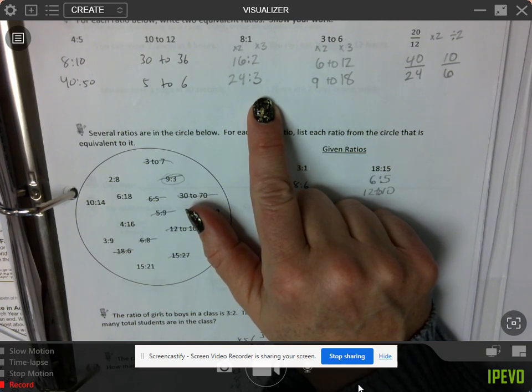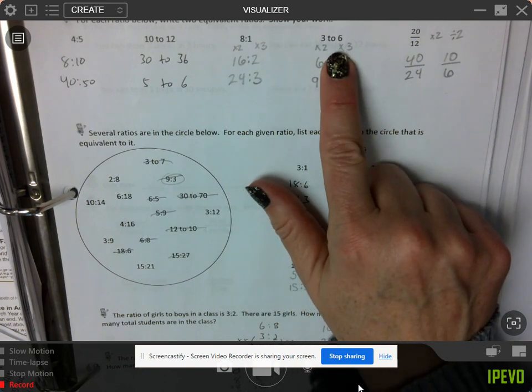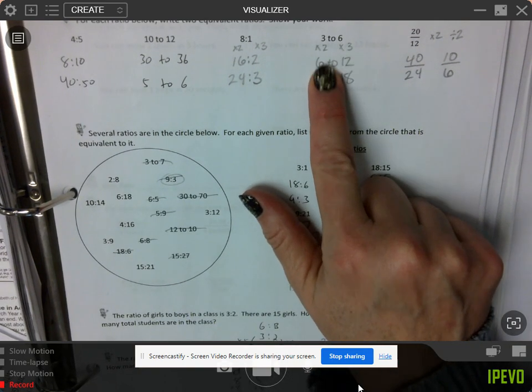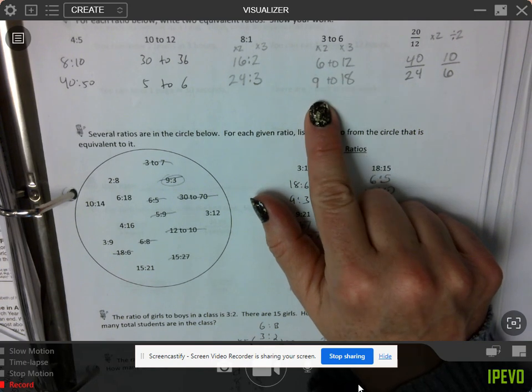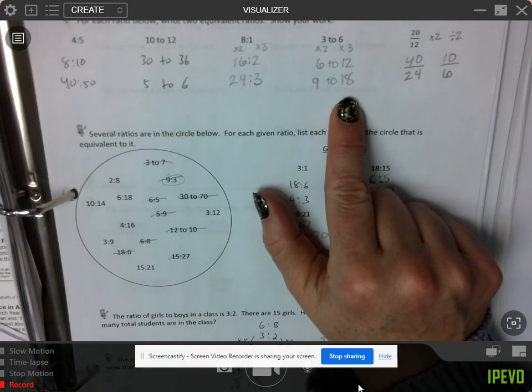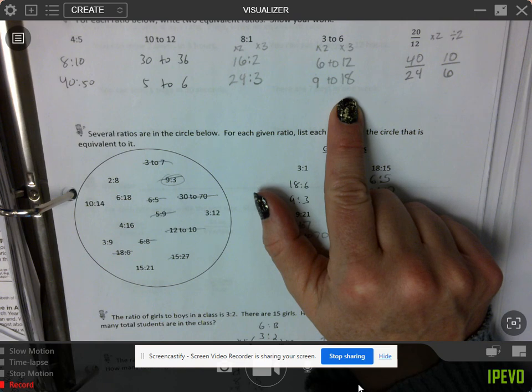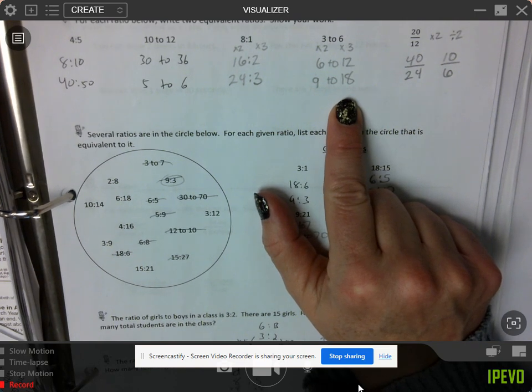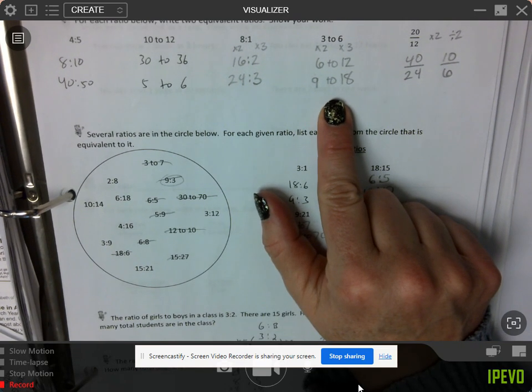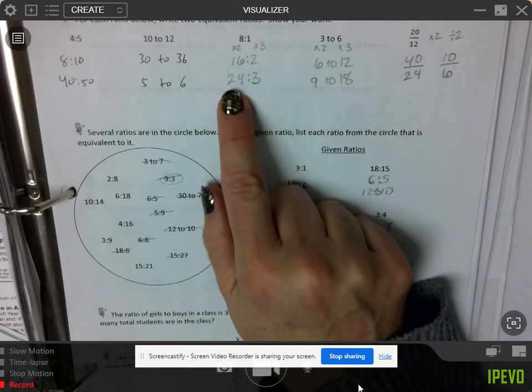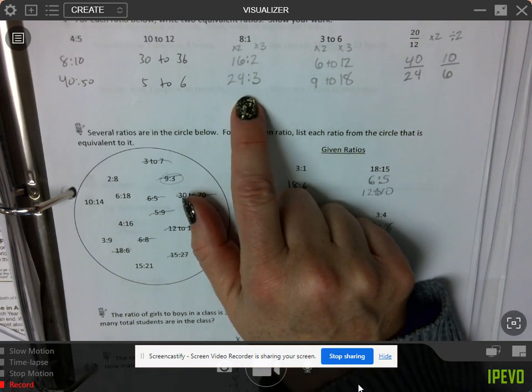Callie? Times 4, so what did you get? 32 to 4. Look at 3 to 6. If we times it by 2, we would have 6 to 12 or 9 to 18. Madison? I got 32 to 4. Wait, no. Yeah. For 8 to 1, 32 to 4.